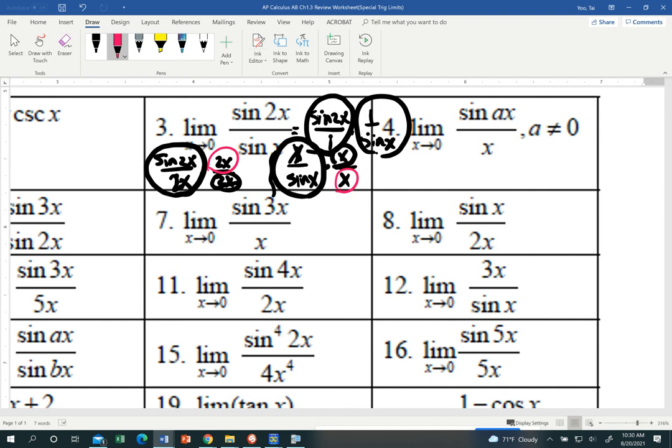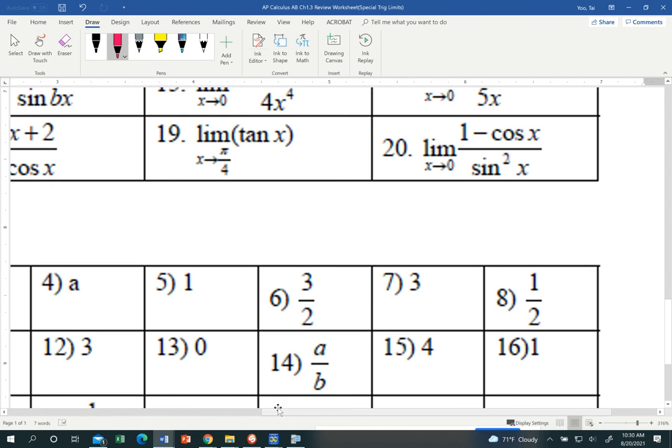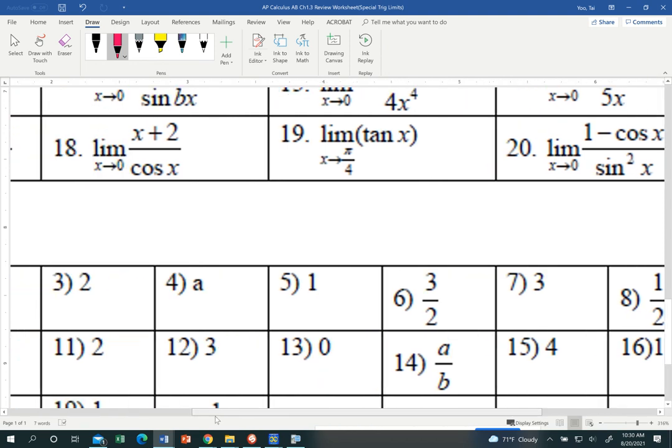So what do I have left over as my limit? Isn't it 2x over x? Yeah. So can I reduce 2x over x? Yes. Which is 2. So let's check number 3. Answer is 2.